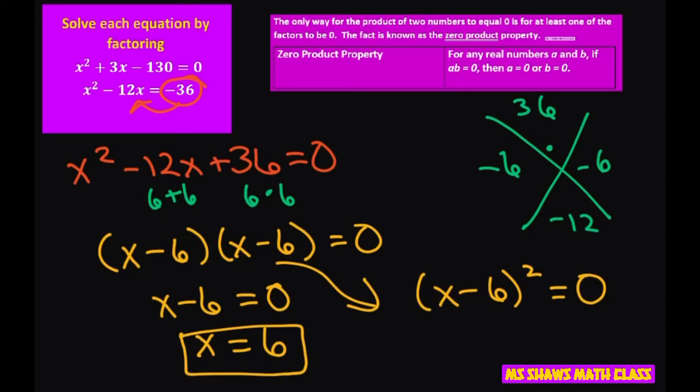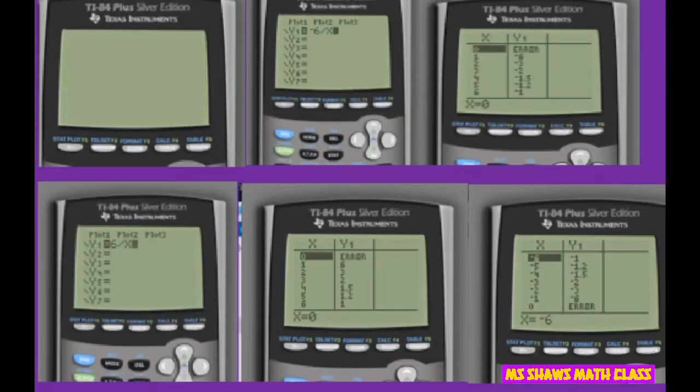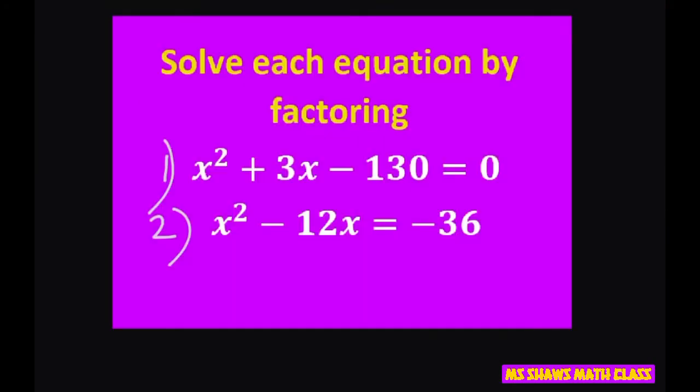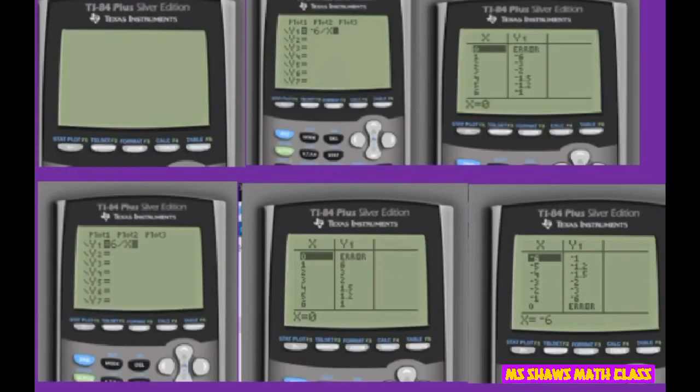All right, the next one. Oh, we did this one, so now we're going to do this one. I skipped one. All right, let's do that one. Whoops. Nope, I got it right. I did them both.